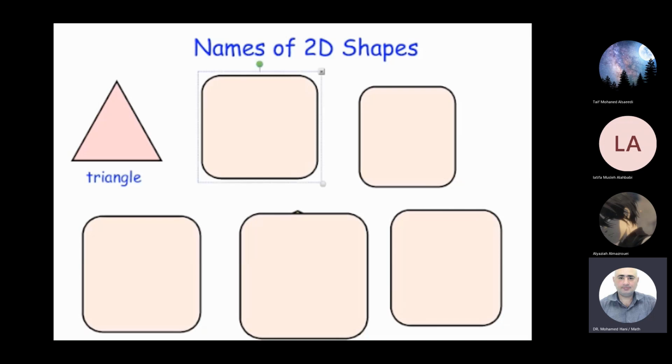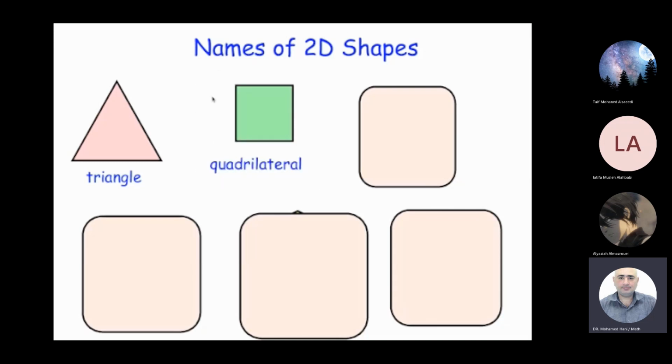A shape with four straight sides is called a quadrilateral. Again, there's different types of quadrilaterals, and if you look at Corporate Maths and you look at the video on types of quadrilaterals, you'll see all the names such as square, rectangle, and so on, rhombus, trapezium, parallelogram. But a shape with four straight sides is called a quadrilateral.